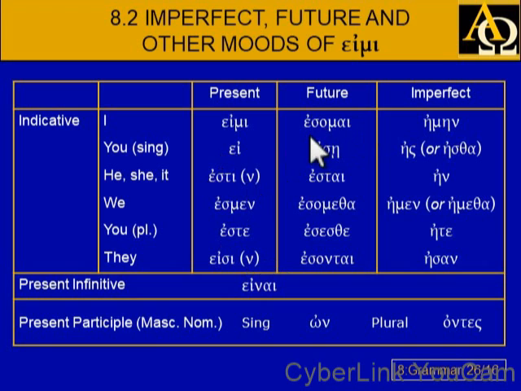And then in the future it becomes esomai, ese, estai, esometha, esesthe, esontai. Imperfect: emen, es, en, emen or emetha, ete, esan. Present infinitive, einai. Present participle, on, and then ontes, plural. So that's your verb to be. Very important. So you will encounter it in a number of places.